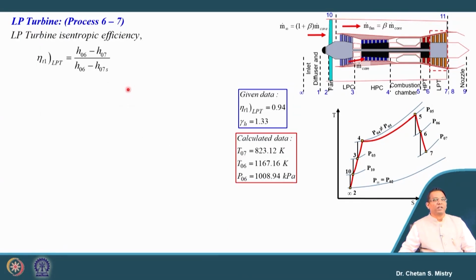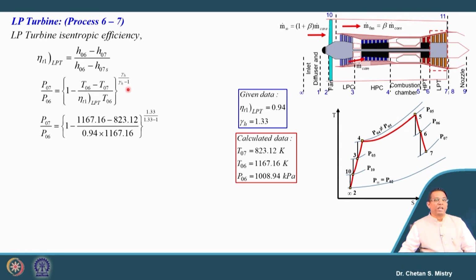Okay. And based on our efficiency formulation, we can calculate the exit pressure from the LP turbine. Here in this case, the efficiency is given as 94%. Be careful, the gamma value for the hot gas is given as 1.33. So, take that carefully, do not go straight away by taking this gamma to be 1.4 for air. In the second week we discussed what we mean by a gamma value of 1.4 and what we mean by a gamma value of 1.3 or 1.33.